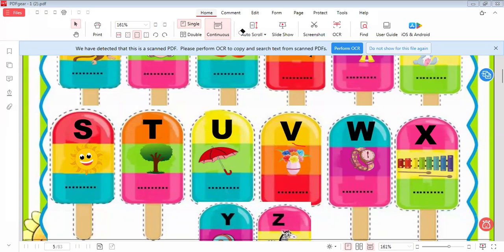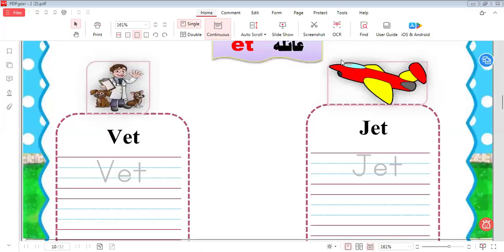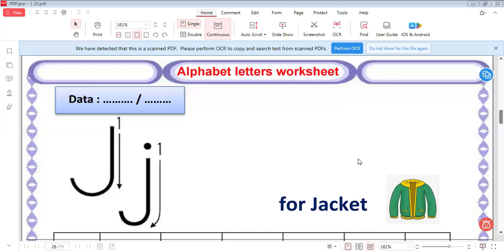Last class we stopped on letter J. I would like to return to the last letter that we stopped at. Last video, we stopped here on letter J.